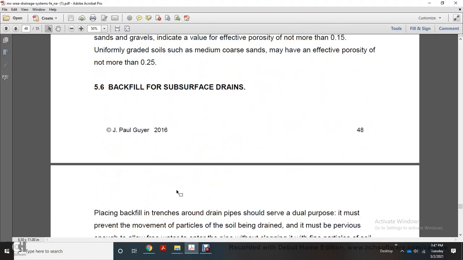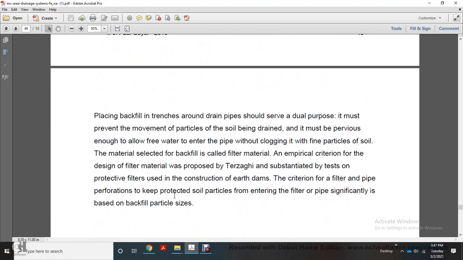Backfill for surface and subsurface drains. Placing a backfill in the trenches around the drainage pipe should serve a dual purpose: it must prevent the movement of particles of the soil to be drained, and it must be permeable enough to allow free water to enter the pipe. To prevent clogging by fine soil particles, minerals are selected as backfill, called filter material.